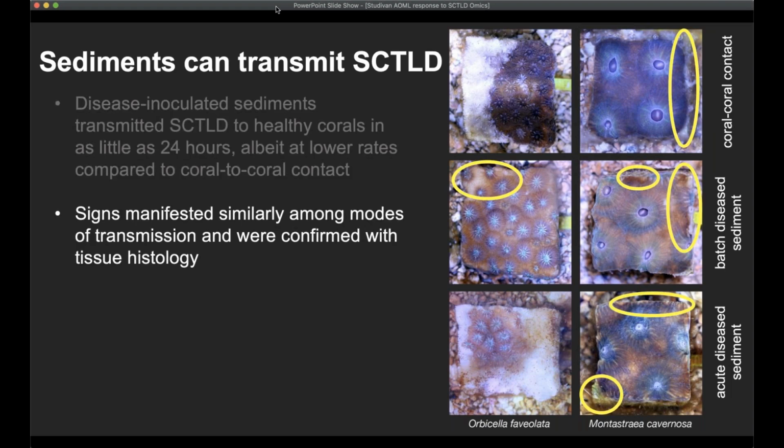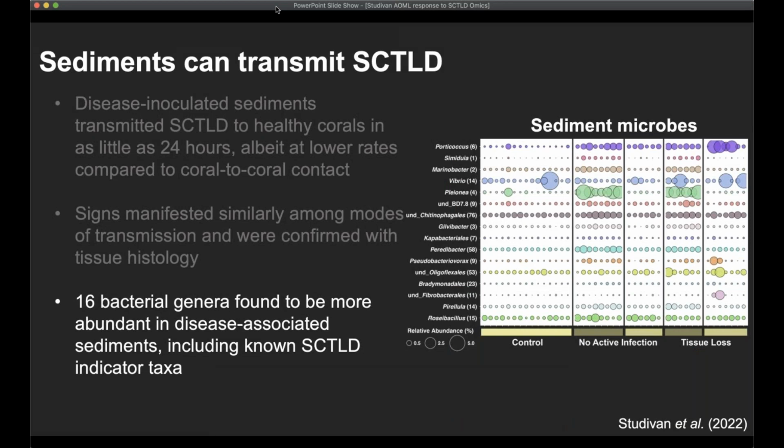Using tissue histology as well as some of our visual observation methods, we found that the signs of disease infection were similar among modes of transmission. So between direct contact with diseased corals and with exposure to disease-inoculated sediments. So we're very confident that this is actually the disease manifesting itself.